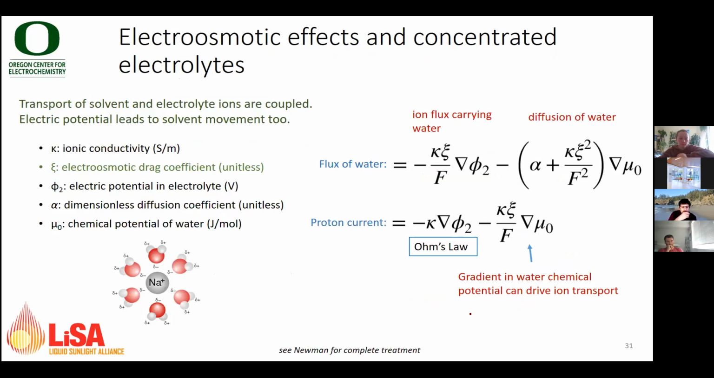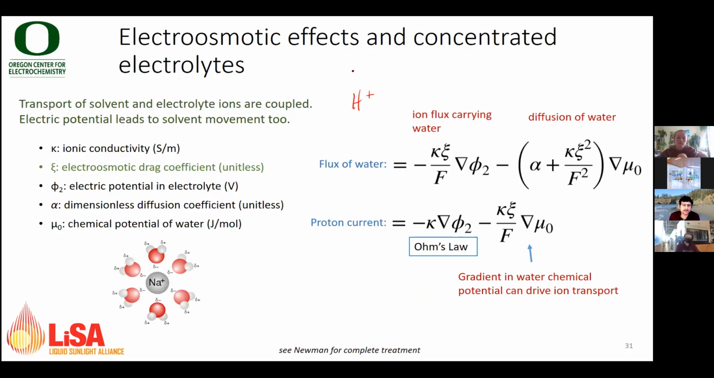Okay, so the last thing I wanted to do is just briefly talk about this, because I thought it was interesting and something that's very important in many contexts in LiSA. These things called electroosmotic effects. So does a proton exist as a free proton in water? Is that the best way to think about it?